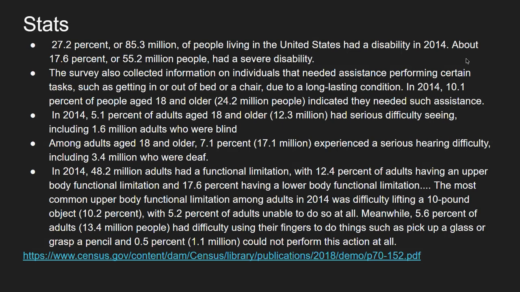And so just a couple of these things that stood out to me is, I mean, there's 55 million people in the US that reported having a severe disability, which I don't remember exactly how many people in the US, but it's something like 300 something million, so that's a pretty high percentage of people. There are about 24 million people who need assistance getting in or out of a bed or chair due to a long-lasting condition. 5.1% of adults have difficulty seeing. And there's 1.6 million blind people in the US as well.